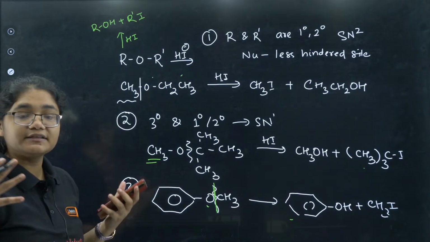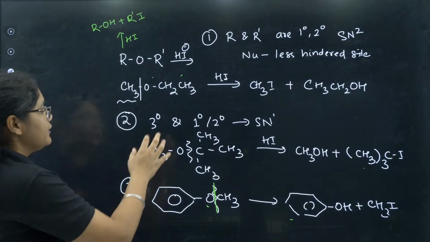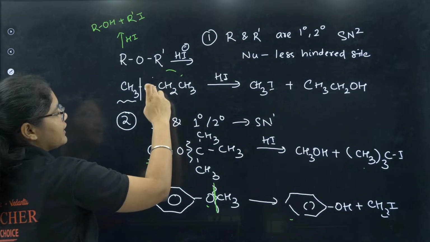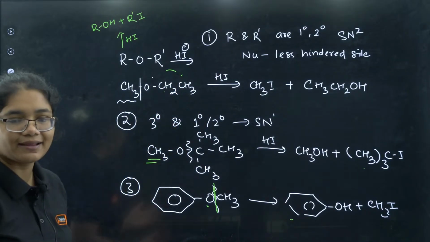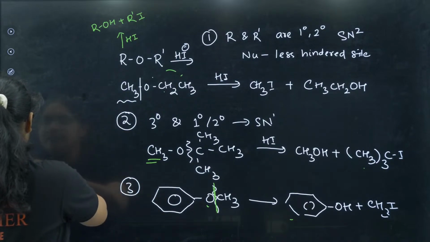Hindered means where there is more bulk, more crowding, that is called hindered. Here you see there are two carbons, right? This I minus will have more difficulty to reach here because two carbons are there. So that is called hindered, or steric hindrance we call it. Okay. Now one more case is there. I am erasing this one.